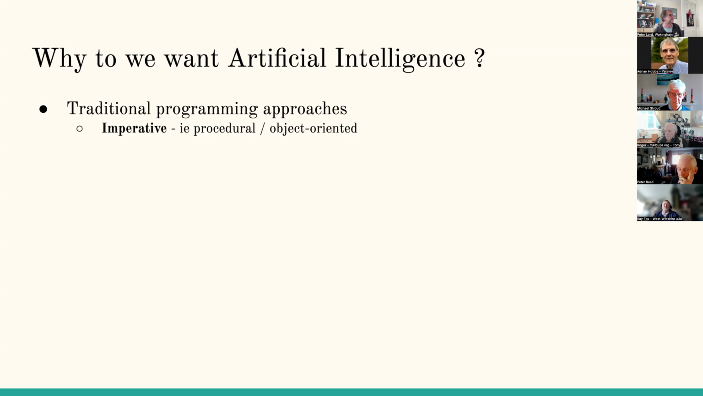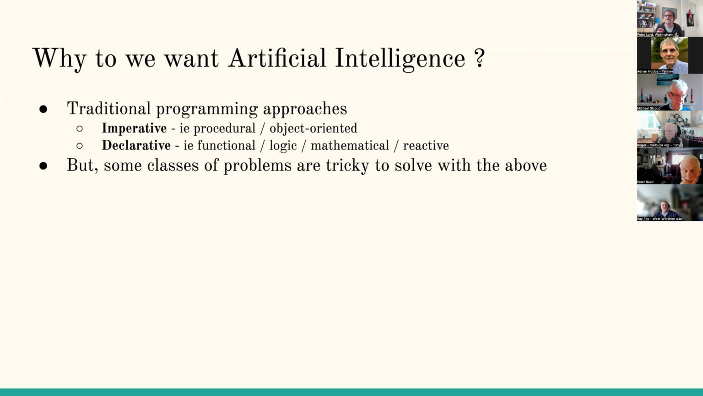There is an alternative though, and that's often called declarative. In that way of programming, you declare something to the computer and the computer will work it out. Perhaps an example is you declare a mathematical equation and the computer will maybe plot it or solve it or do something with it. However, now here's the thing. There are some classes of problems which are really quite tricky to solve with those traditional programming approaches.